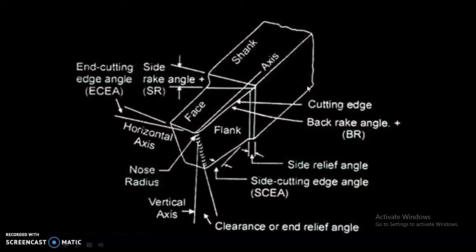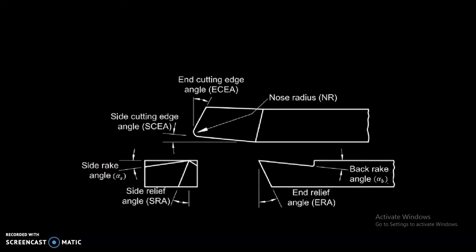So now we will see the three views: the front view, top view, and side view. So here in the side view, you can see the rake angle, side rake angle, and the side relief angle. Now in this view, front view, you can see the back rake angle. This is the cutting point, and it will be inclined like this. So this particular angle is the back rake angle, and also the end relief angle will be shown in this view.